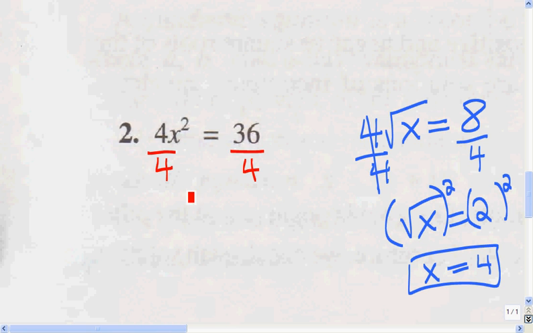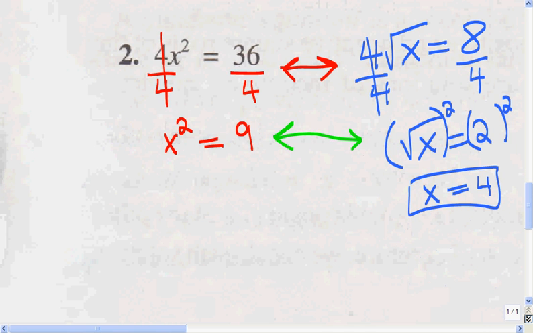What I do to one side, I've got to do to the other. So this cancels out. It equals 1. 1 times x squared gives me x squared. 36 divided by 4 is 9. Okay, so x squared equals 9.